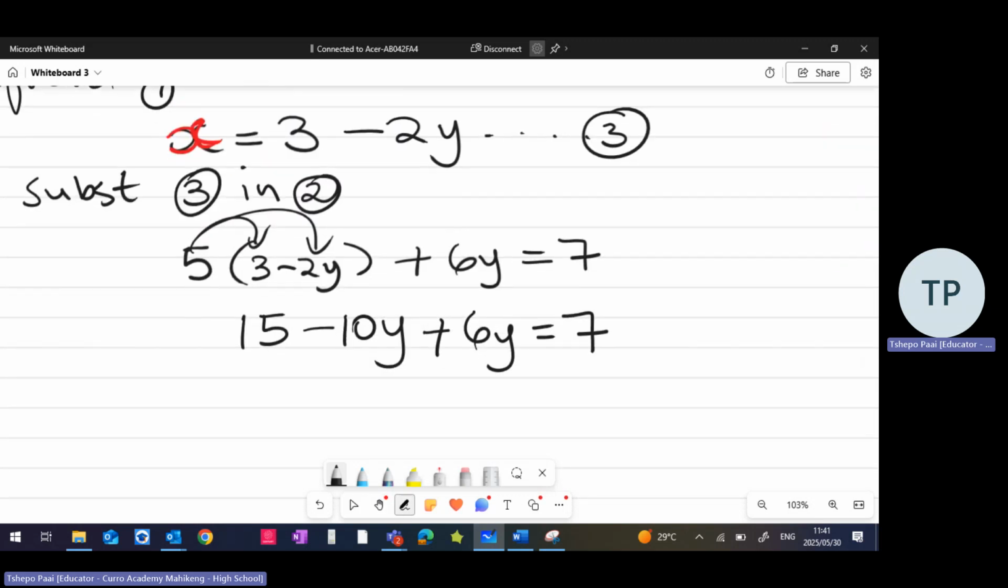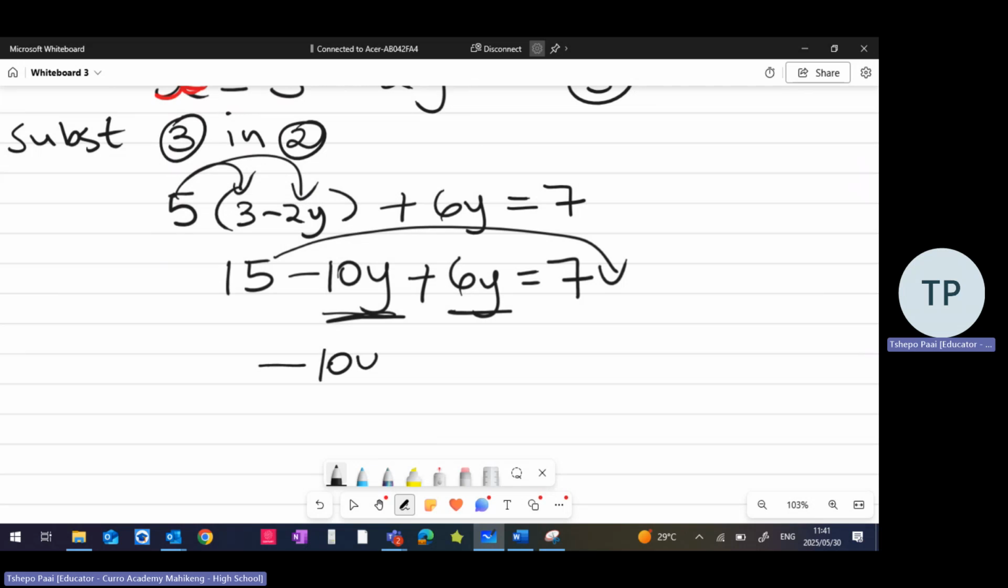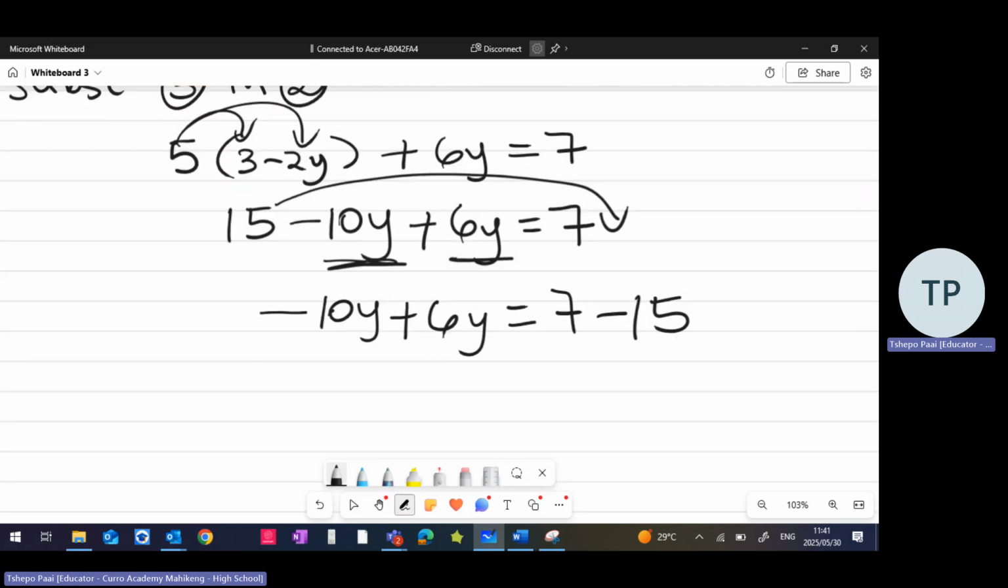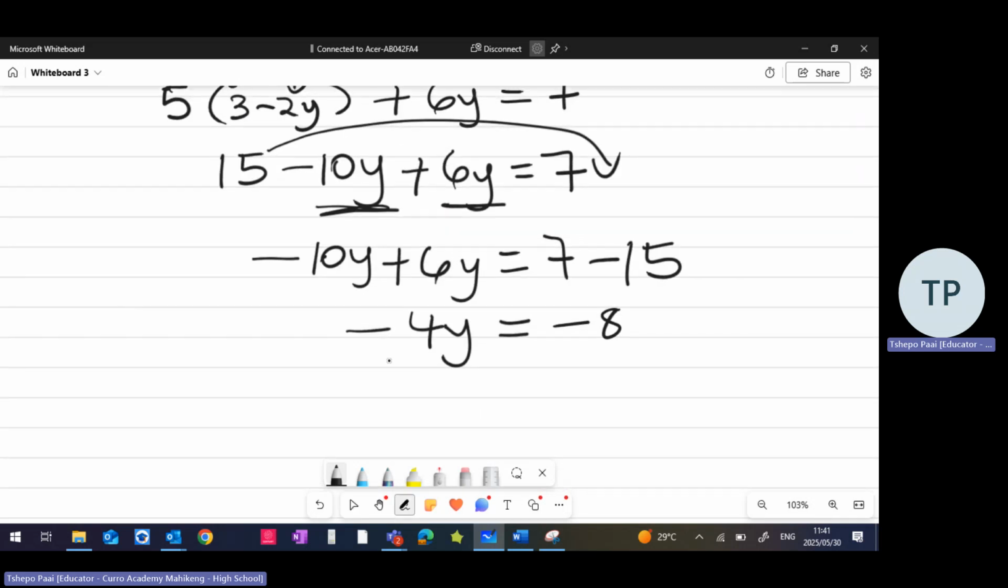Can we collect the like terms? Yes, these are like terms. We take this 15 to that 7. So minus 10y plus 6y equals to 7. This 15, when you get to the right hand side, it will be minus 15. Therefore, minus 10y plus 6y is minus 4y, which is equals to 7 minus 15. We end up with minus 8. Then we can divide by minus 4 both sides. Our y equals to 2.